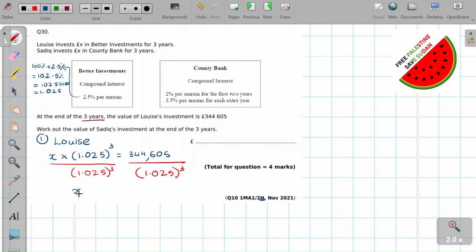So then that would give me X is equal to 344,605 divided by, in brackets, 1.025 cubed. That gives me 320,000. So that should be the original amount.